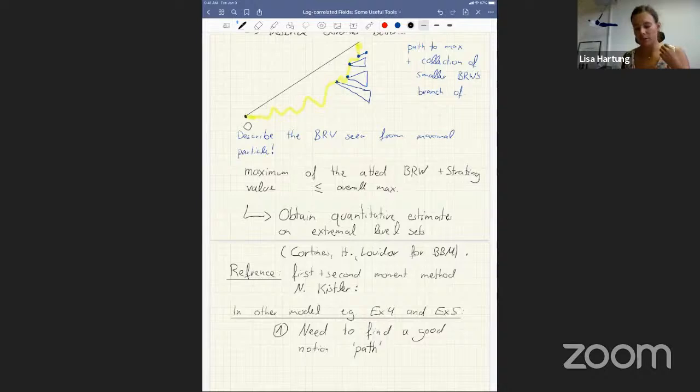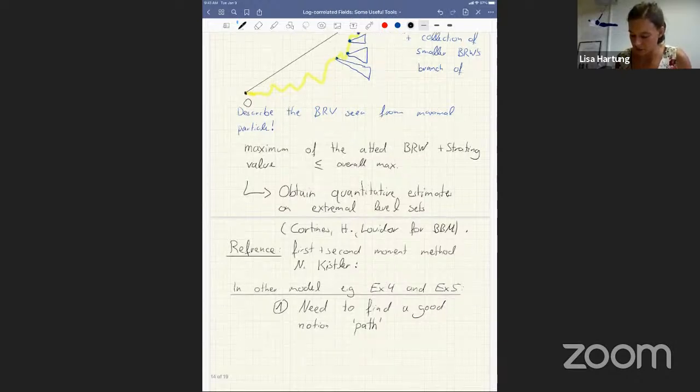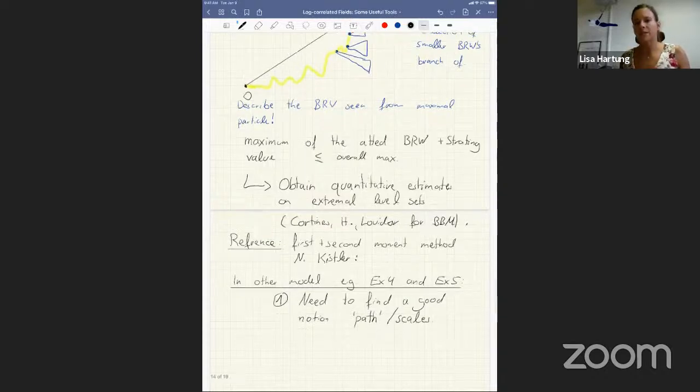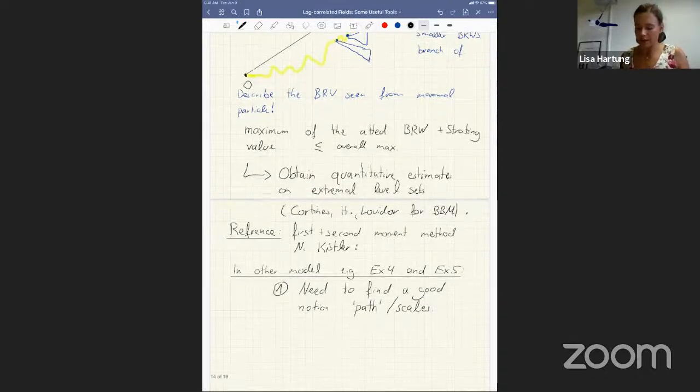So the first step, if you want to use this method, is always to find what represents this yellow path, and this is sometimes also referred to as the good scales. Sometimes that's more apparent than in other cases, and often this can be done by comparing covariances, or sometimes it's block sums and so on. But this is the first challenge.